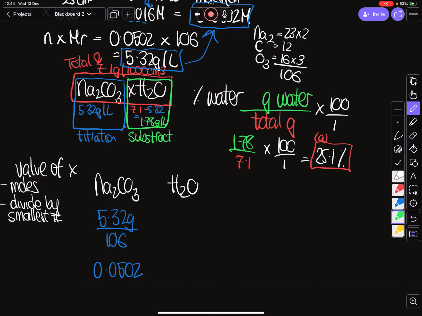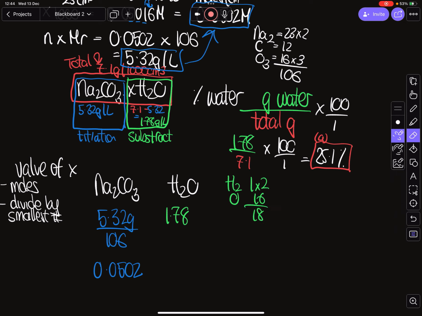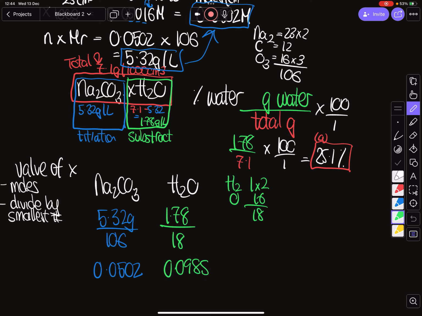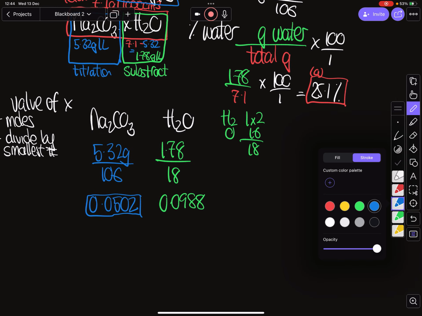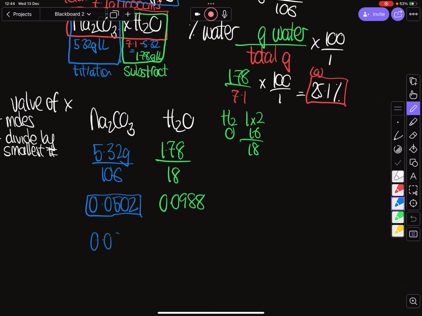Okay, so for our water then, we are going to be dividing 1.78, and we have H2O, which is 1 by 2, and 16 is equal to 18. So we're going to be dividing this by 18. And when we do, we're going to get 0.0988. So when we look at the 2 numbers, this is the smallest number. So we divide everything by the smallest number.